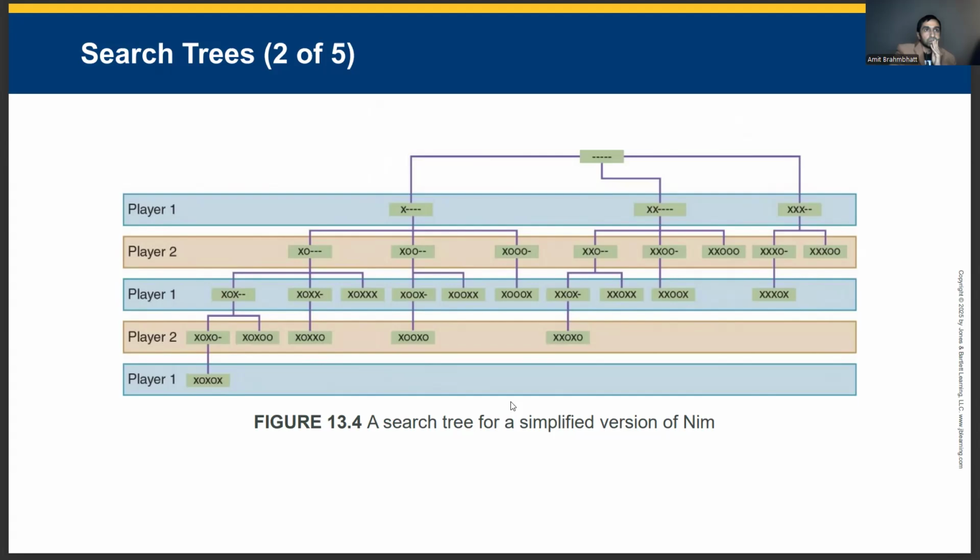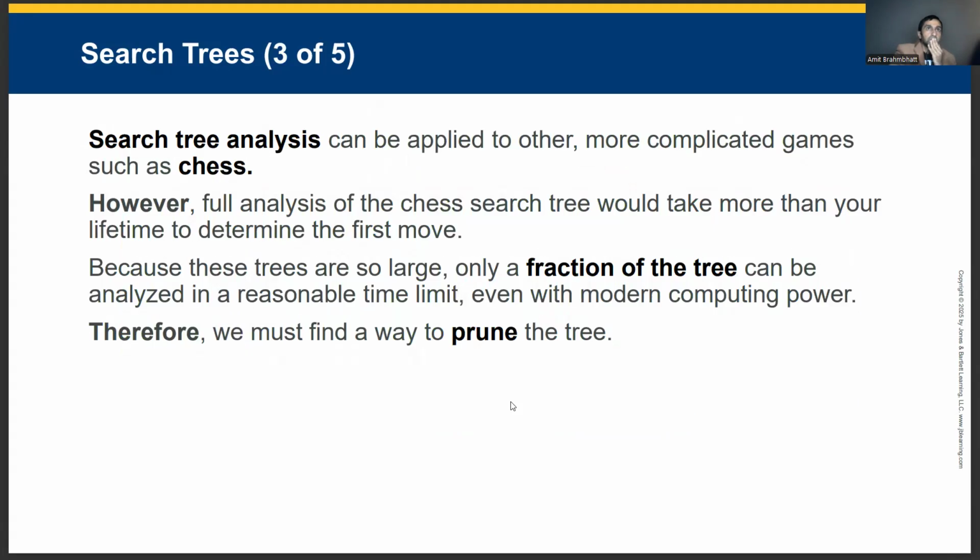Slide 19, Search Trees, 3 of 5. This slide explains that games like chess are far too complex to analyze completely. The full chess search tree has more possible positions than atoms in the observable universe. Because of this size, even modern supercomputers can analyze only part of the tree. AI must use heuristics and pruning techniques to limit the search.